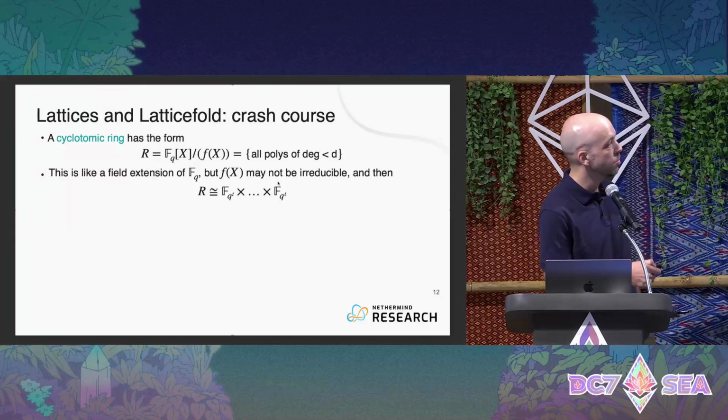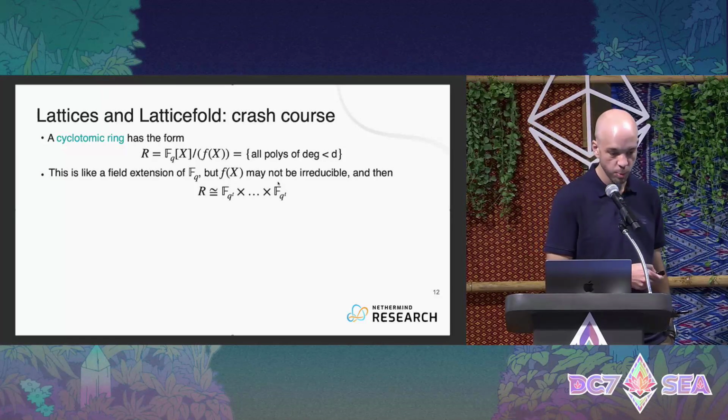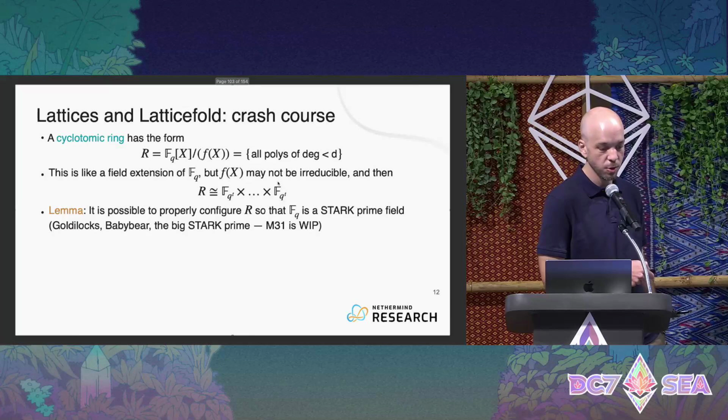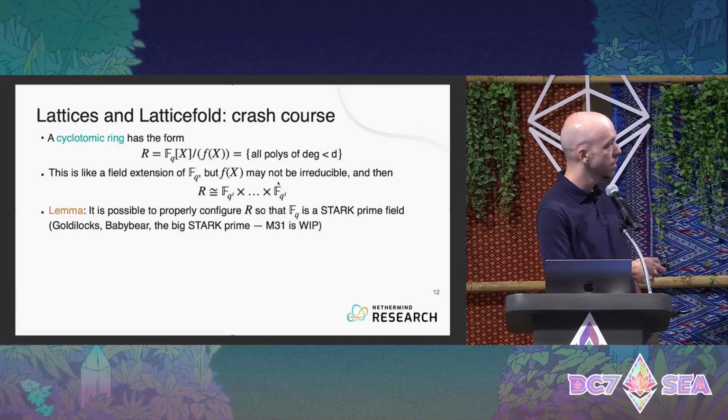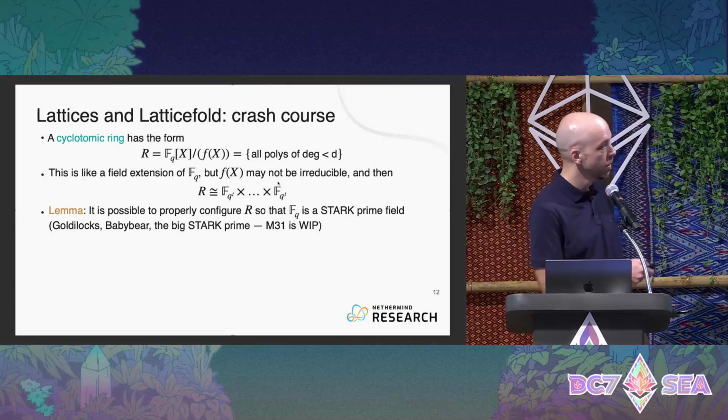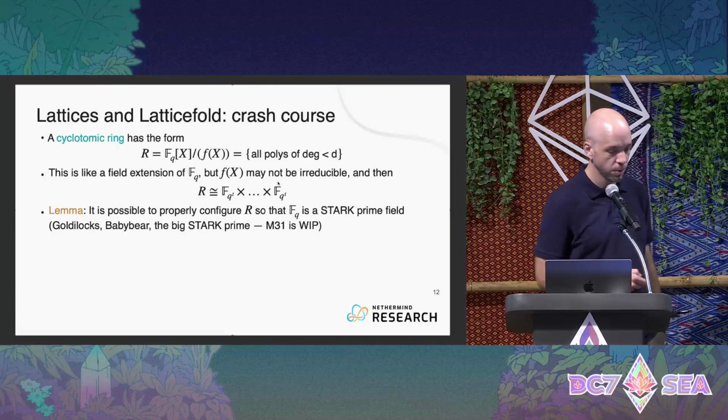If F is irreducible, then there's just one factor and you have a Galois extension, the standard field extension. But if F is not irreducible, then you have this direct product. But in any case, these rings are quite nice because they are just direct products of field extensions. So you could, in principle, and we show that you can configure R in a nice way, and at the same time choose F to be a Stark prime field. So we can choose F to be Goldilocks, Baby Bear, the big Stark prime, and probably M31, though this is work in progress.